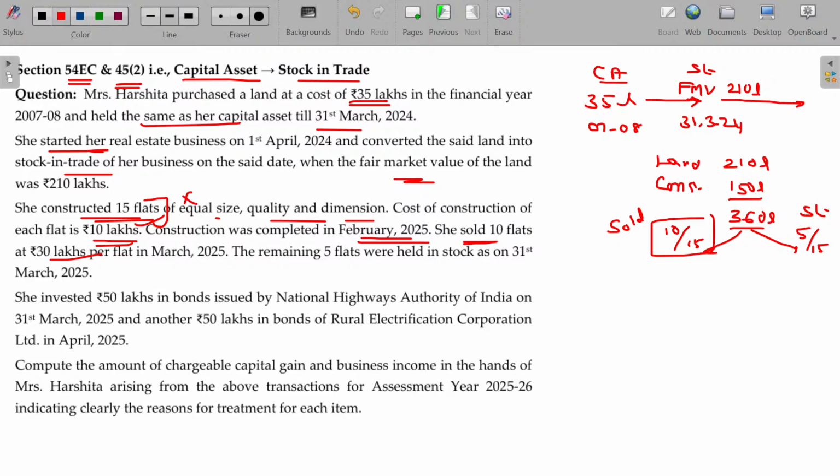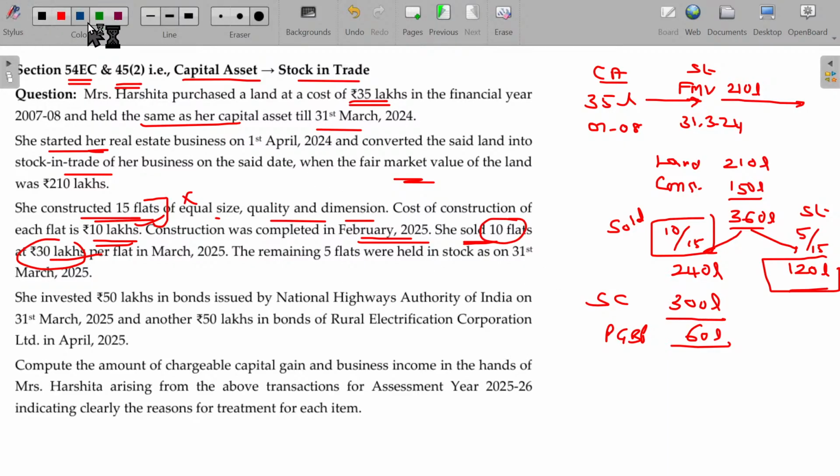What's the value here? I think this is 120 lakhs, this is 240 lakhs. Now, what is the sale consideration? 10 flats sold at rupees 30 lakhs each, so 300 lakhs. This remains closing stock. Out of 15, 10 sold for 300 lakhs, and 240 is the cost of construction, including land cost. The difference between these two is your PGBP.